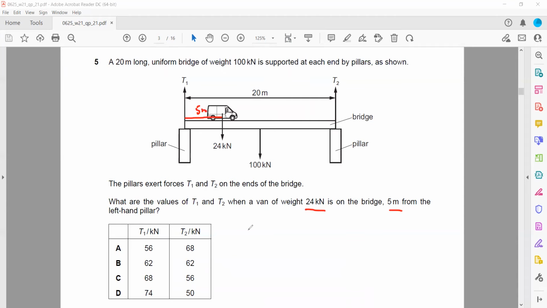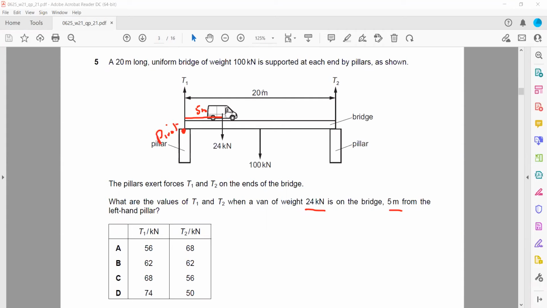Whenever you see an object fixed from one end, we will always use the concept of a moment or a turning effect. And now there are two pillars, so it's up to you. Any one of them you can consider as the pivot. For example, I consider the first pillar on the left-hand side as a pivot.